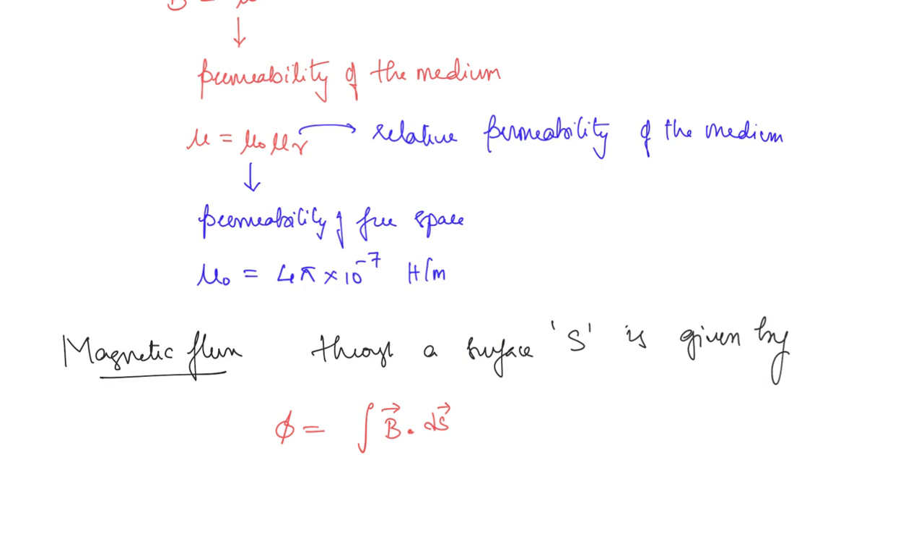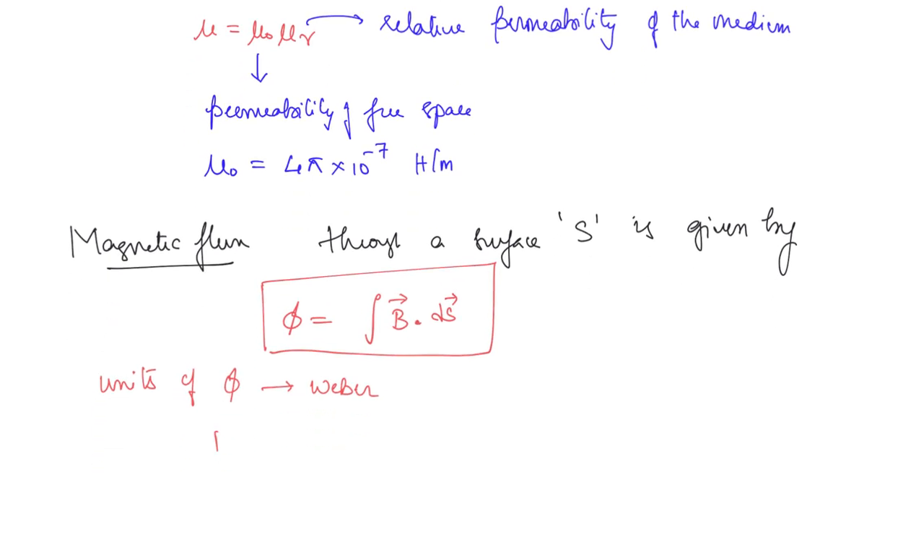The unit of magnetic flux is Weber. And the unit of the magnetic flux density is Weber per meter square, which in short form we also write as Wb per meter square, or more commonly we write it as Tesla, represented by a capital T. This is the one that is mostly used, so these are the units.